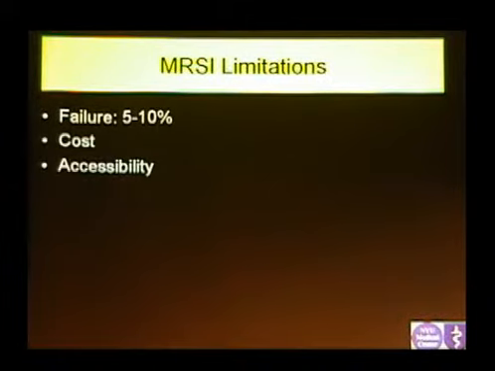Spectroscopy has a number of limitations, as I told you. So shimming can be difficult. It has a failure rate of about 5 to 10% in the best cases. It's costly. Accessibility is difficult.